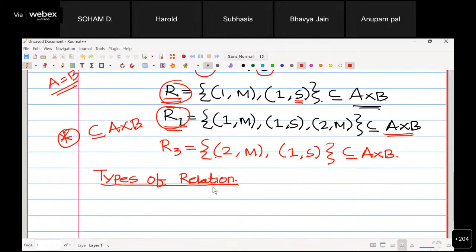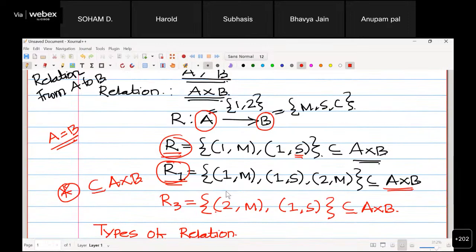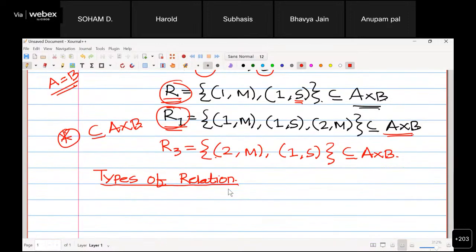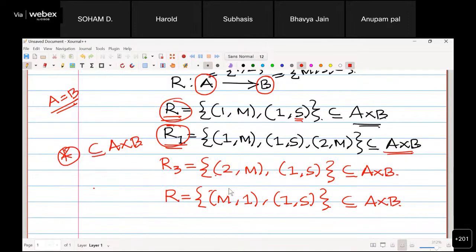And sir, one more thing: 1 comma m and 1 comma s are given. But if in R1 we get m comma 1 and 1 comma s, suppose that is your R, can you tell me, do you think this is a subset of A cross B? No, sir, I don't think so.